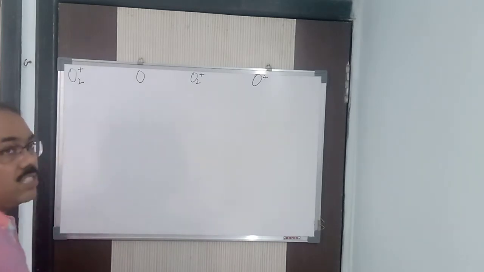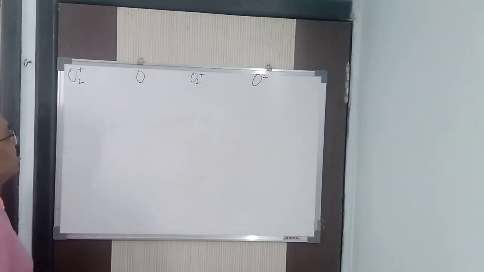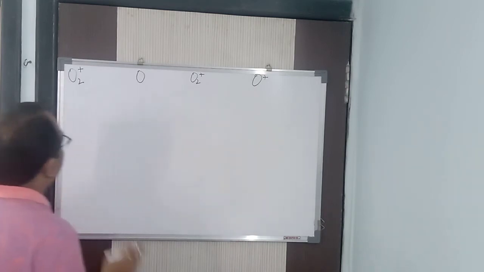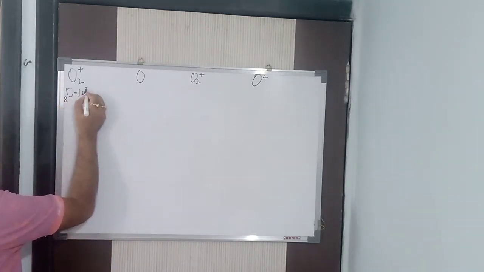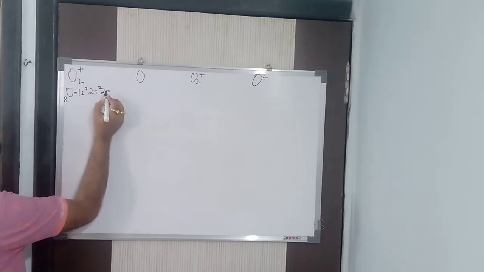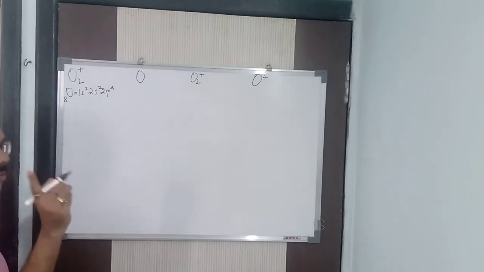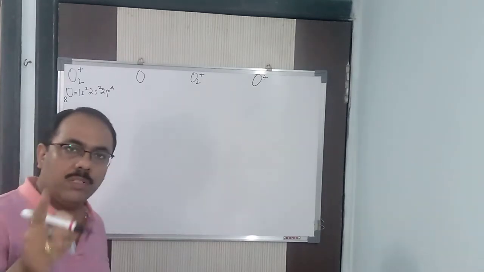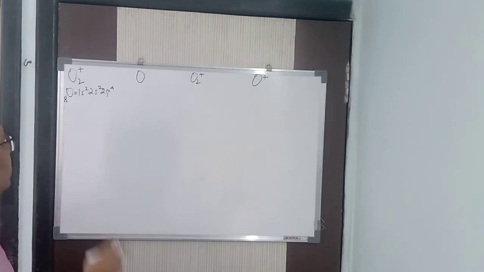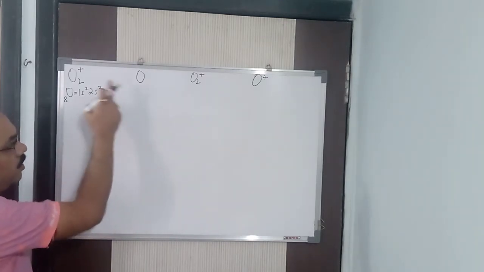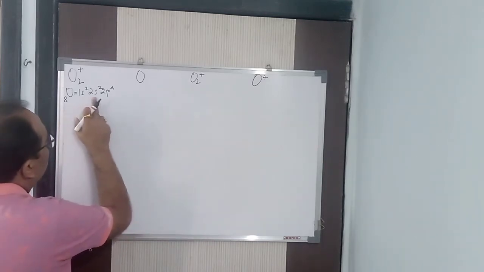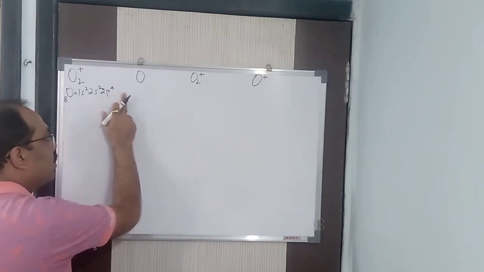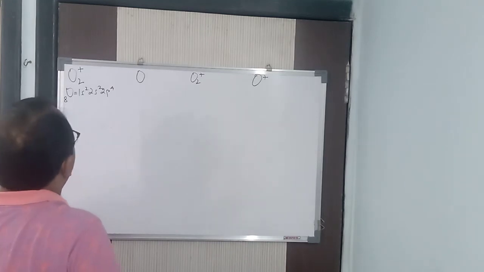It is dioxygenyl cation. So oxygen, what is the electronic configuration? You know that. I don't have much space here, still I will try to manage. It is 1s2, 2s2, then 2p4. 2p4 will be 2px2, 2py1, 2pz1. So 1s2, 2s2, then 2px2, 2py1, 2pz1. In this way you will write.